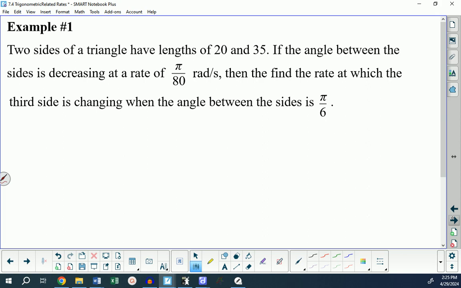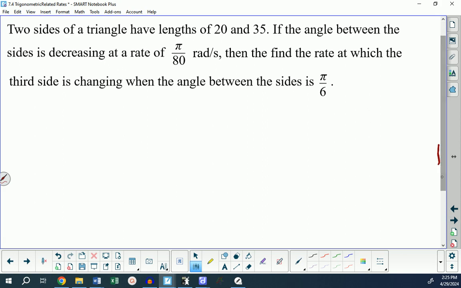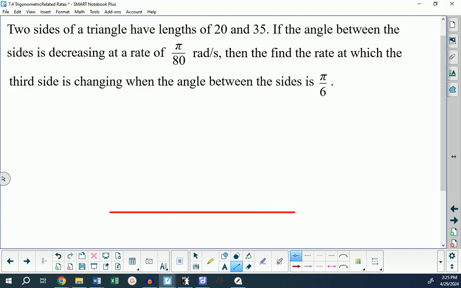And then there's the question. What is the rate at which the third side's length is changing at a particular point in time? So we're going to start off by drawing this, and I'm going to draw these two sides connected together so that one of the sides is horizontal. It will just make it easier for us to see what's going on. And whether I choose to draw this first side as being the 35 or the 20, it doesn't matter. I'm going to say it's going to be 35. And we're going to actually put 35 on here because it is a fixed length.